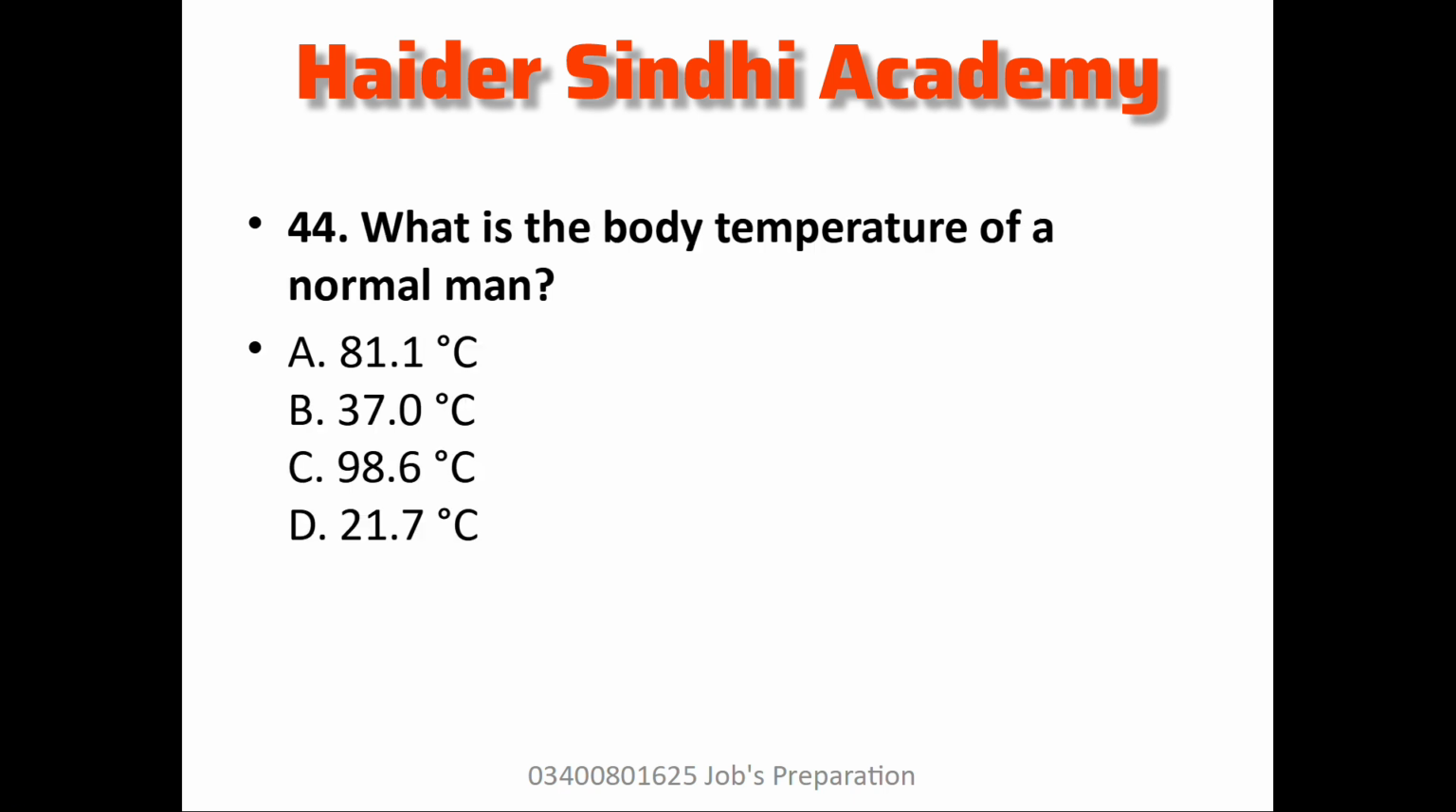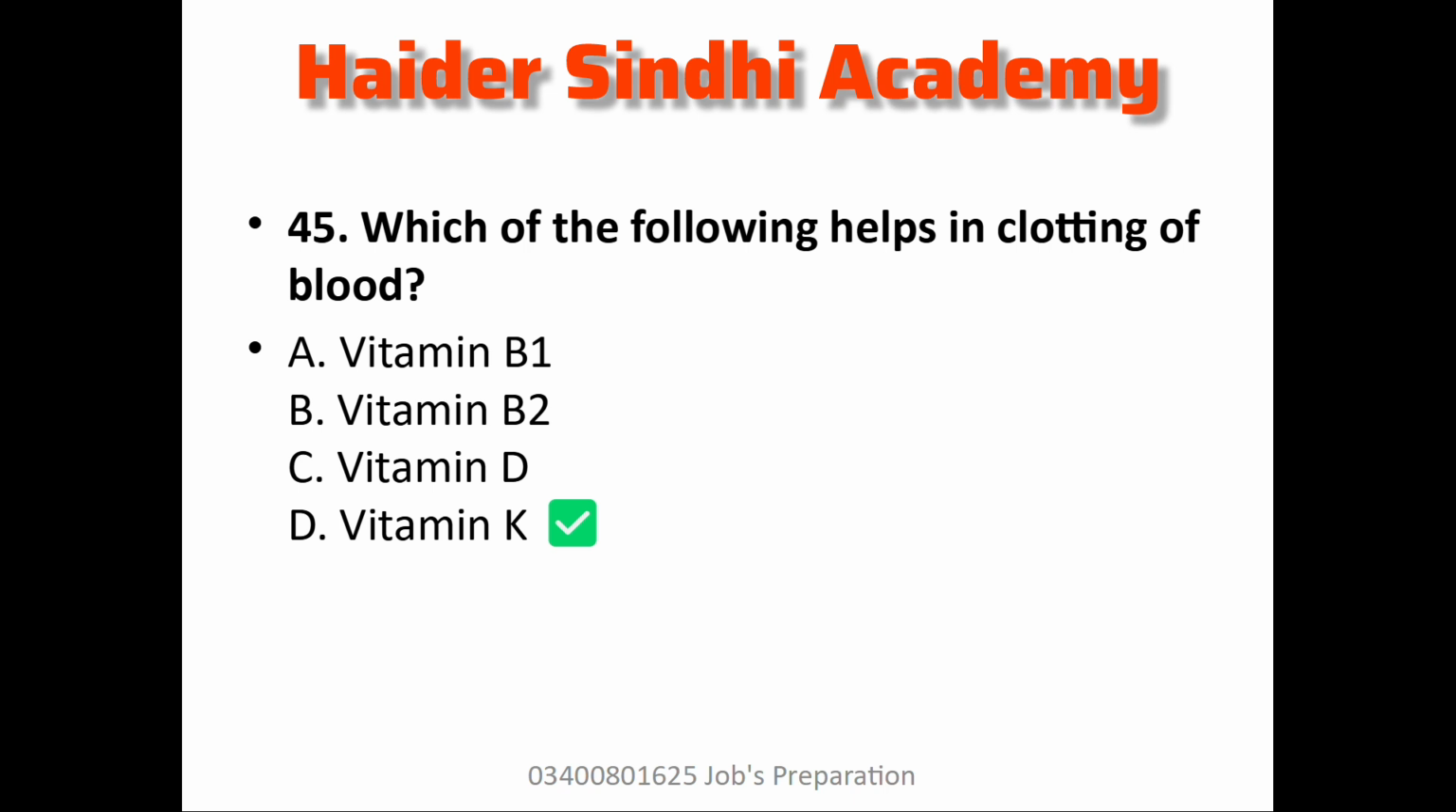What is the body temperature of normal men? अब यहाँ पे जो बॉडी टेम्परेचर्स हैं वो डिग्री सेल्सियस में दिए गए हैं, हमने पढ़ा है फ़ारेनहाइट में, तो यहाँ आप बताएं कि 97 फ़ारेनहाइट जो कि नॉर्मल बॉडी टेम्परेचर है वो डिग्री सेल्सियस में कितना होगा? Which of the following helps in clotting of the blood? Vitamin K helps in clotting of the blood. Option D is the correct option.